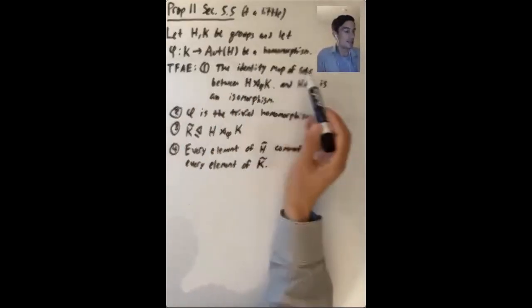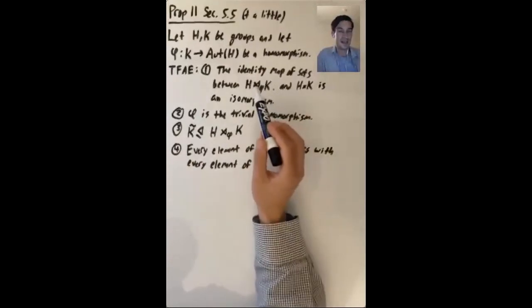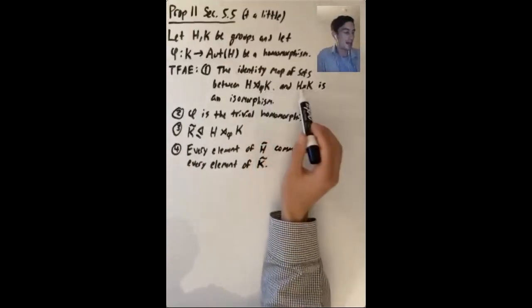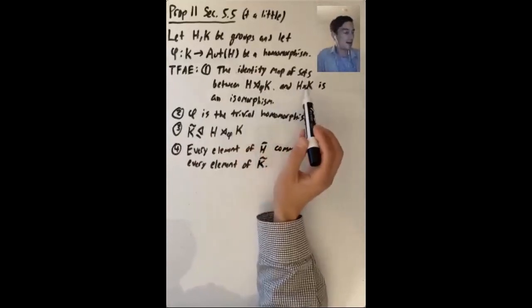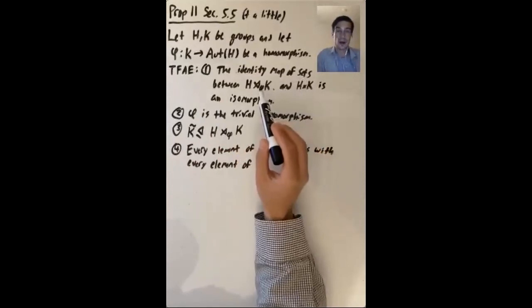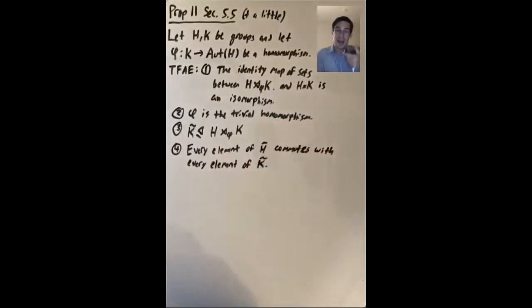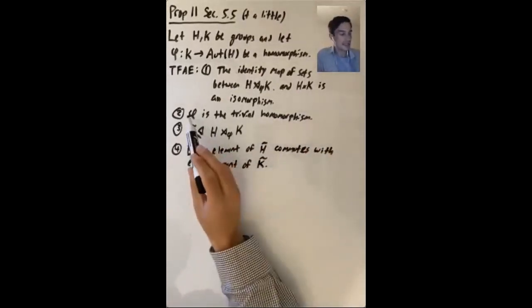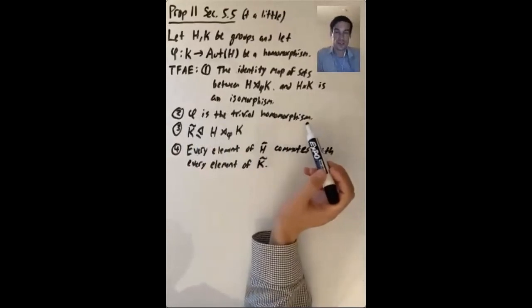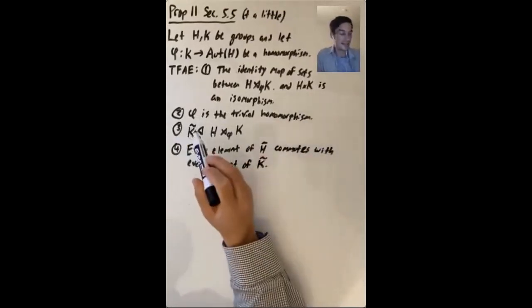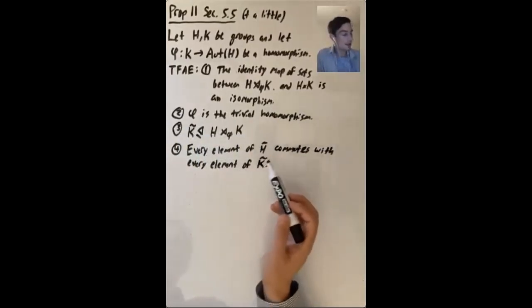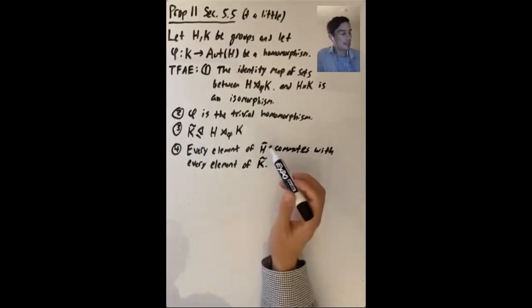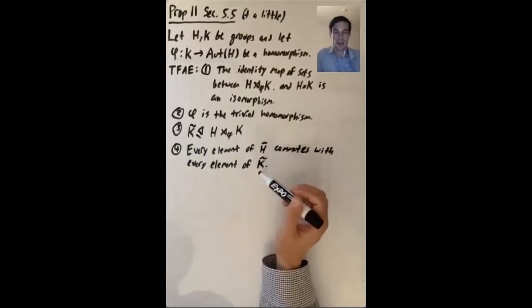The first is that the identity map of sets between H semidirect product K and H cross K is an isomorphism. So the direct product and the semidirect product are isomorphic to each other by just taking the pair (H, K) and sending it to the pair (H, K). The second statement is that phi is the trivial homomorphism. The third is that K tilde is a normal subgroup in the semidirect product. And the fourth is that every element of H tilde commutes with every element of K tilde.